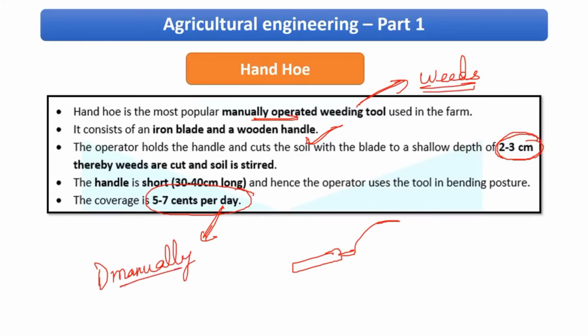There is a capacity limit for human beings too, right? Second thing, you can see the equipment is not very large. The handle is very short. You can see here just 30 to 40 centimeter of handle you have, and it can only come up to nearly 2 to 3 centimeter of cut. So you can infer the coverage, keeping in mind the features of the equipment as well.